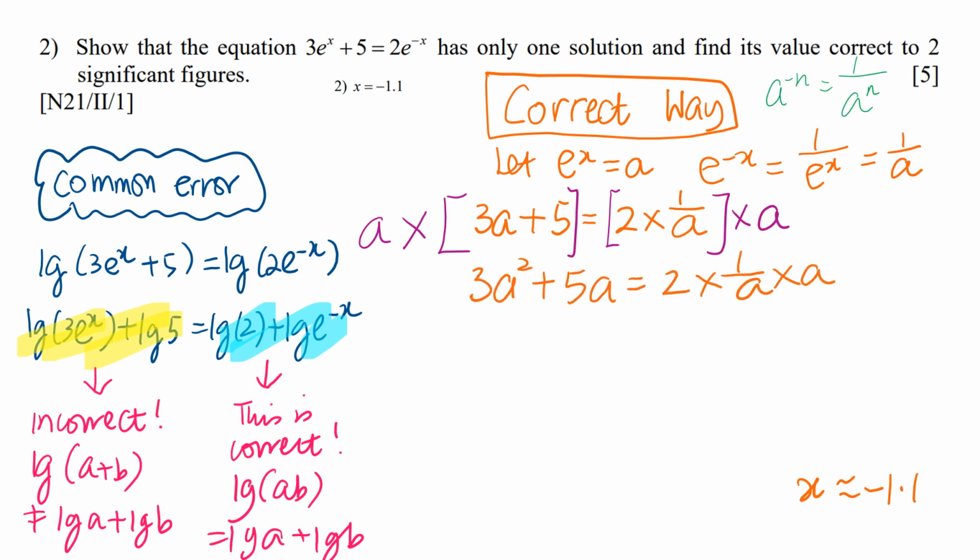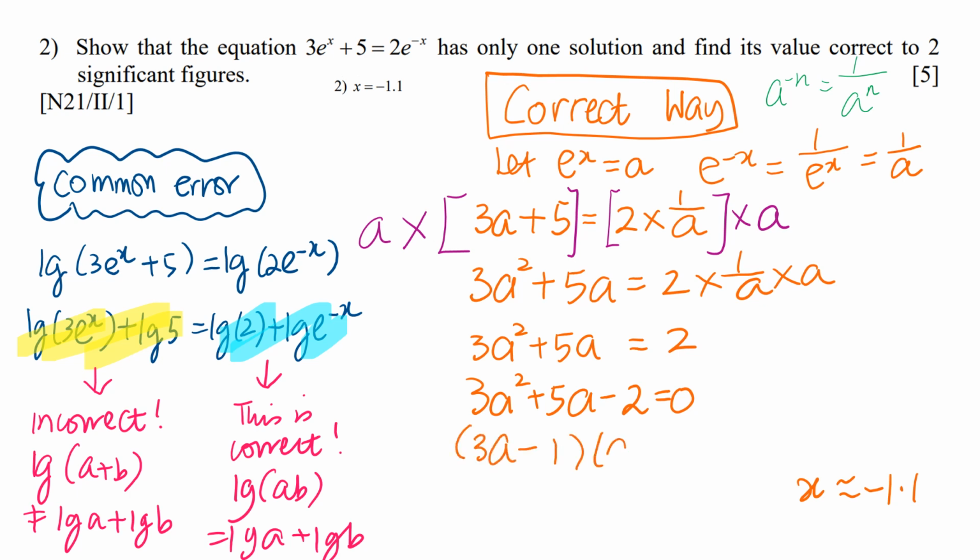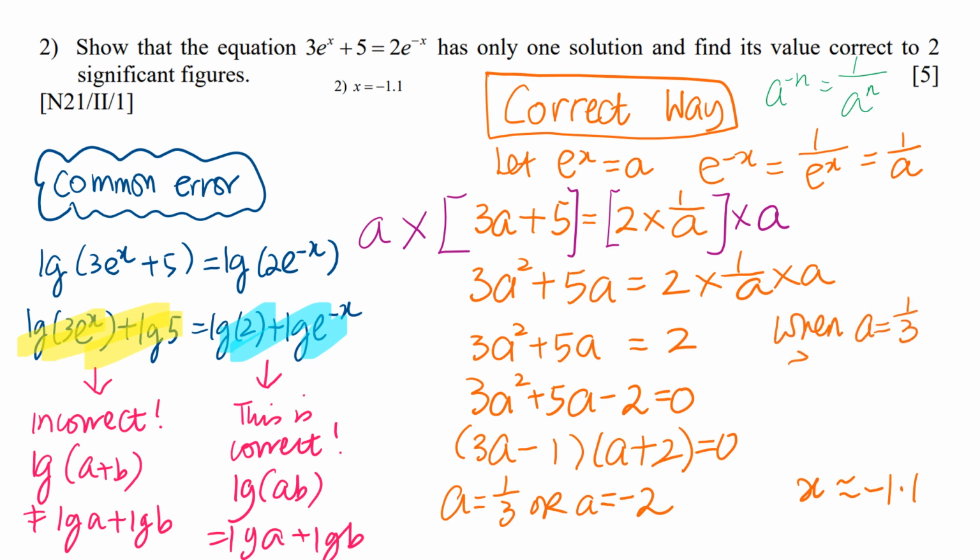So you end up getting 3a squared plus 5a on the left-hand side. And 2 times 1 over a times a, and that just gives you 2. And if you bring everything to the left-hand side, you actually end up getting a quadratic equation where you can just factorize it. And you will get two values for a, which is 1/3, or a equals to negative 2. So what happened is when a is equals to 1/3, e to the power of x is equals to 1/3.